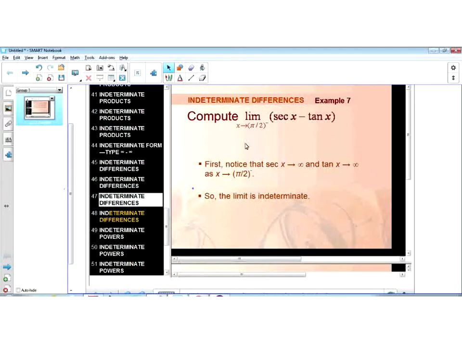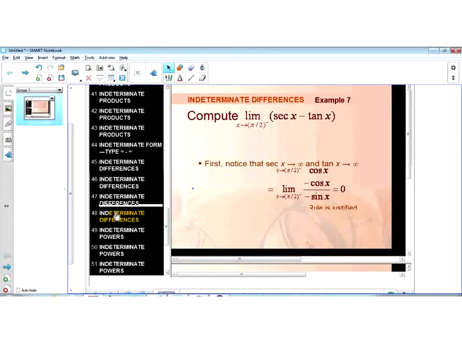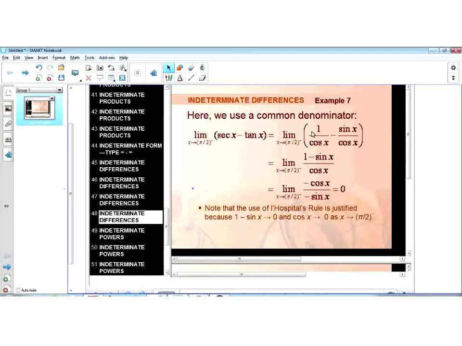Obviously, if you plug in pi halves, you'll have an infinity minus infinity. So in this case, for this particular limit, what you'll have to do is subtract the two functions using the definitions of the two functions. And so that's done here.